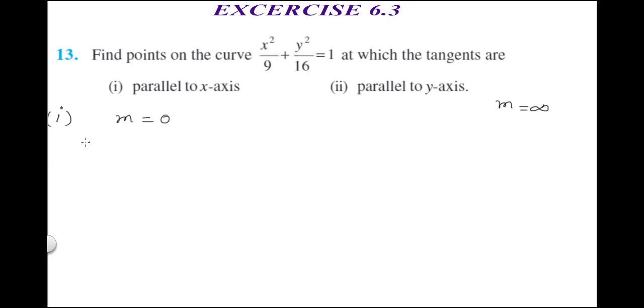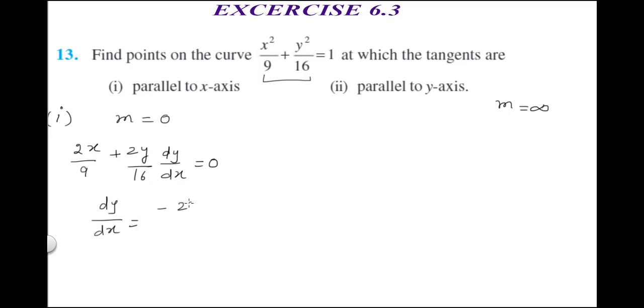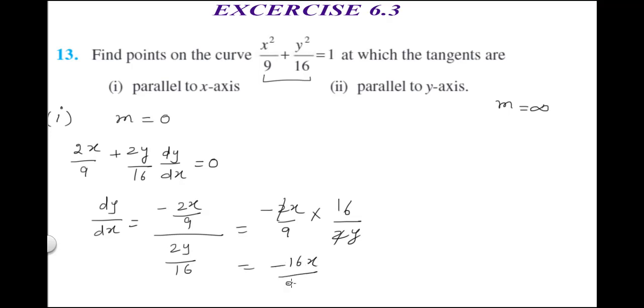Let us find dy by dx. From here, we will have 2x/9 + 2y/16 dy/dx = 0. We have differentiated this with respect to x. What we will get is dy/dx = −(2x/9) divided by (2y/16), which is actually −(2x/9) multiplied with 16/(2y). Solving it, we get −16x/9y as the slope. Clear? So this is the slope value.